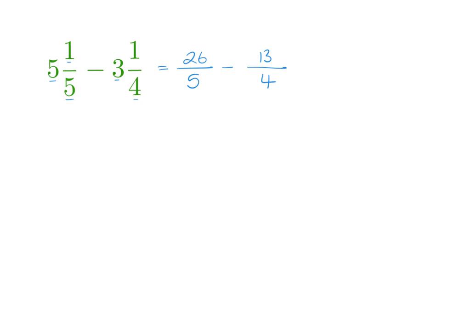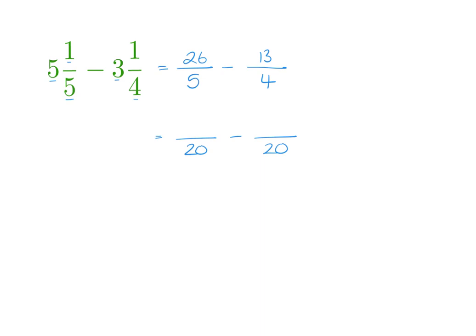So now I've got improper fractions, I need to find a common denominator. So what I'm looking for is a multiple of 5 and 4. It's easiest if you can find the lowest common multiple, but that's not always the easiest thing to do. In this case, I'm going to use 20 because 20 is in both the 4 and the 5 times table.